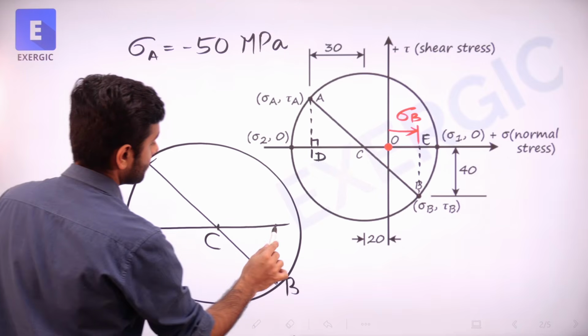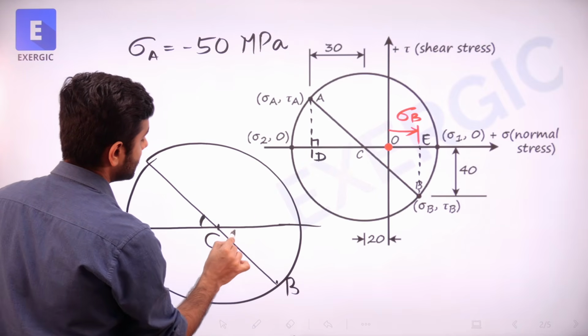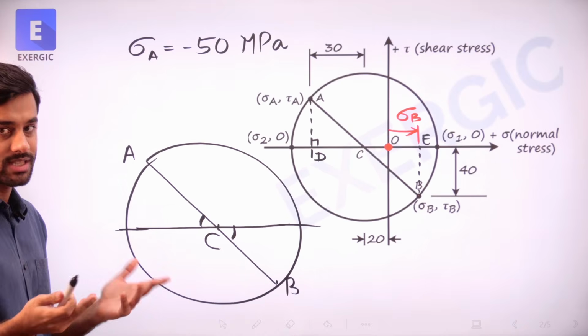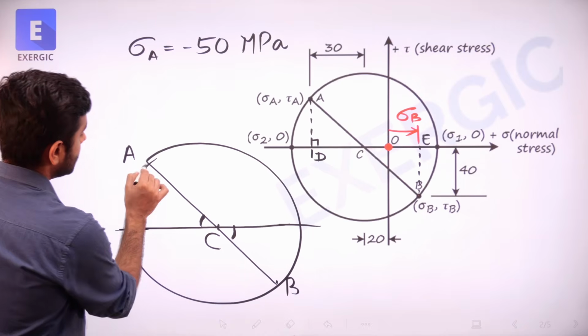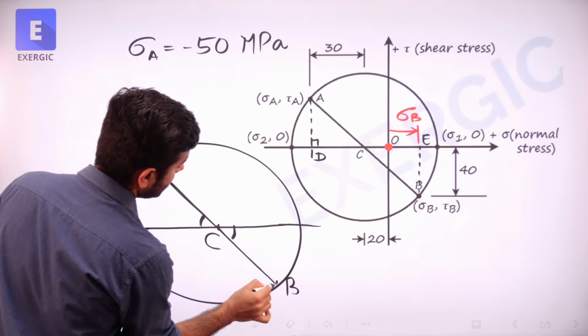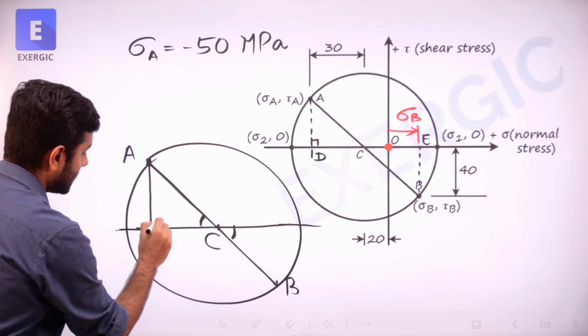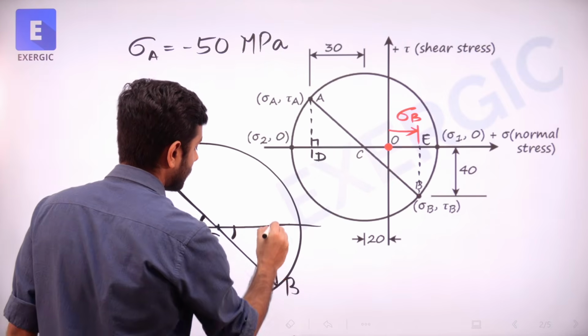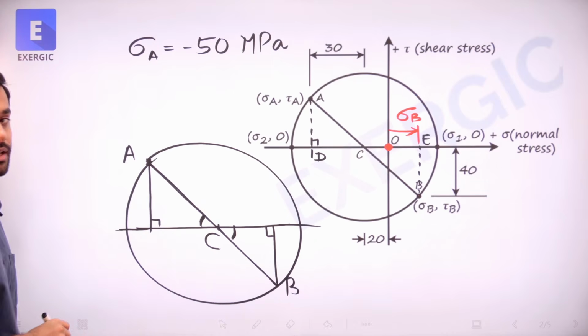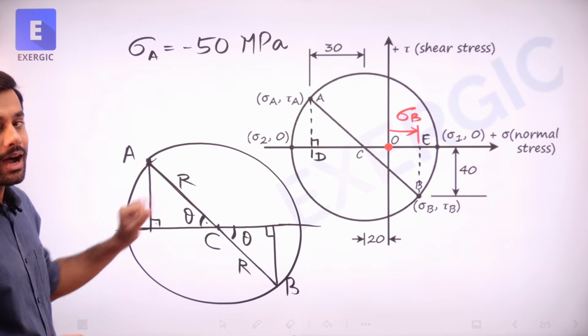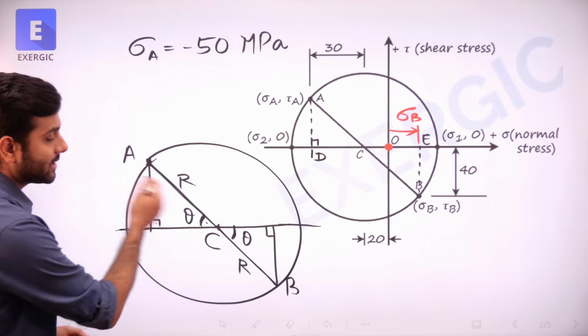Correct? This angle and this angle are going to be the same, vertically opposite angles. This length AC will be equal to this length CB. Both of them are radius. If I am drawing a perpendicular line, this will be 90. Again a perpendicular line, this will be 90. Correct? And suppose this radius is R. And obviously both these angles are theta.